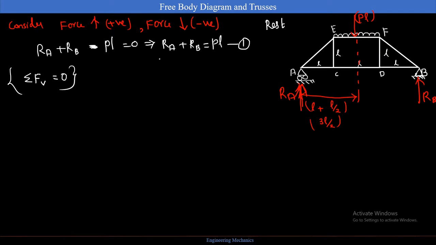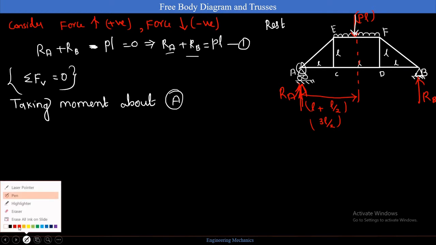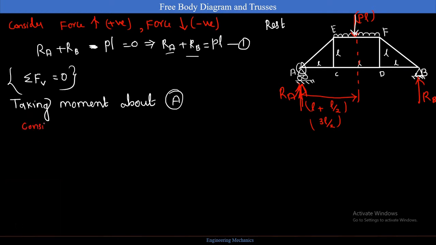And after that, how to find RA or RB? This is very simple, like taking moment. The second step in any problem, mostly, we are going to take moment about A or B. That's going to be easy for me. I am going to take moment about A. That is nothing but the force which is acting downwards, that is PL at the distance of 3L by 2. And here consider clockwise direction as positive and anti-clockwise as negative.